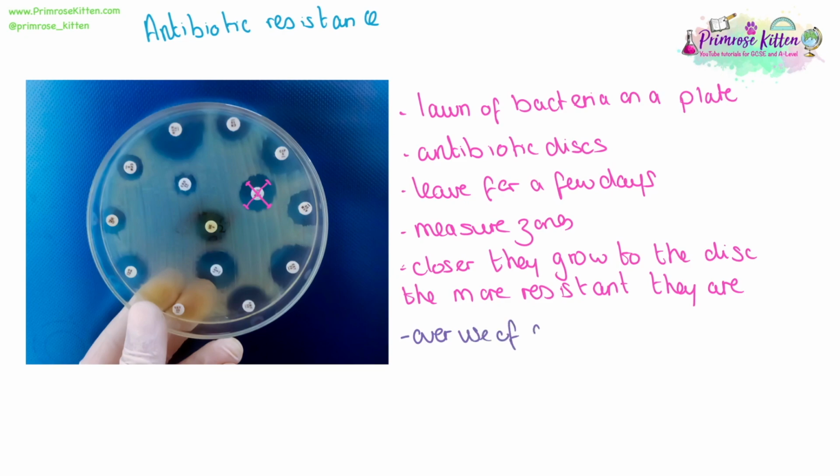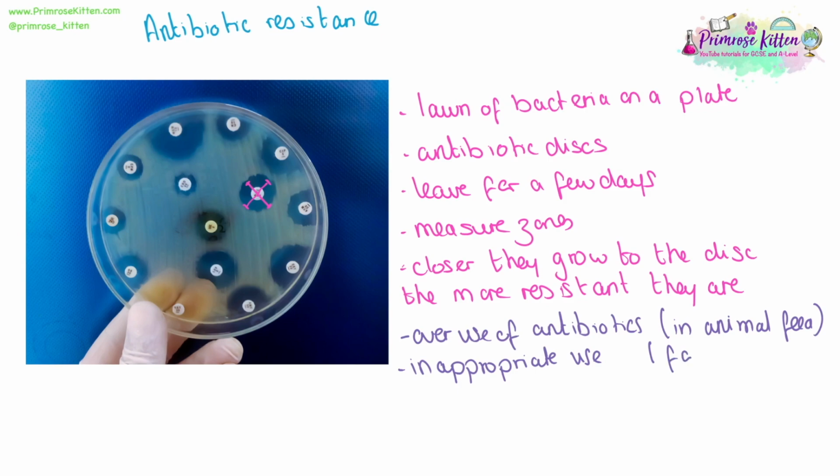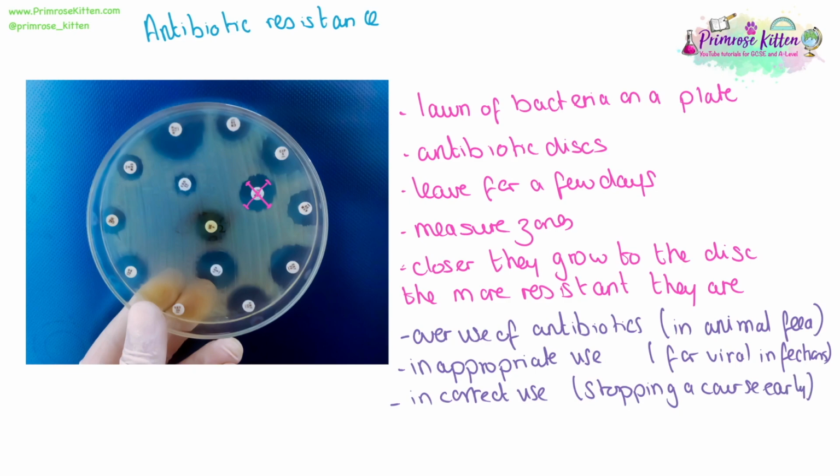There are lots of reasons that antibiotic resistance develops and is developing quicker these days. This could be the overuse of antibiotics, for example, putting into animal feed. This could be the inappropriate use of antibiotics, for example, giving out antibiotics when somebody has a viral infection. Or it could be due to the incorrect use of antibiotics. If you have a course of antibiotics, but when you feel better, you stop taking that antibiotics, that will allow the small number of bacteria that are resistant to the antibiotics to continue to grow.